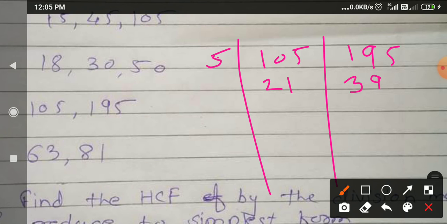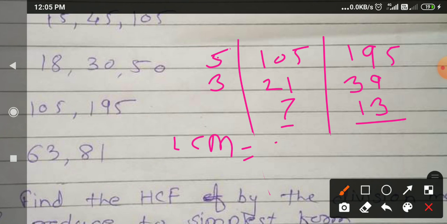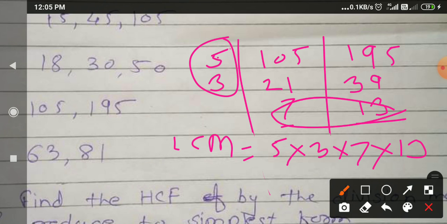Now 21 and 39 are divisible by 3 again. 3 7s are 21, 3 1s are 3, and 3 3s are 9. And you know that 7 and 13 are prime numbers, and that's why the only common multiple of these two prime numbers is 1. So the HCF is 15, because the common factors are 5 and 3, and the LCM is 5 into 3 into 7 into 13. We multiply all of them together to get the required LCM.